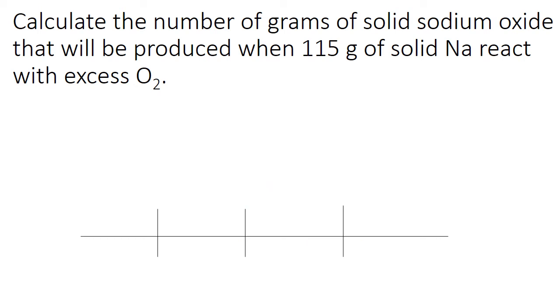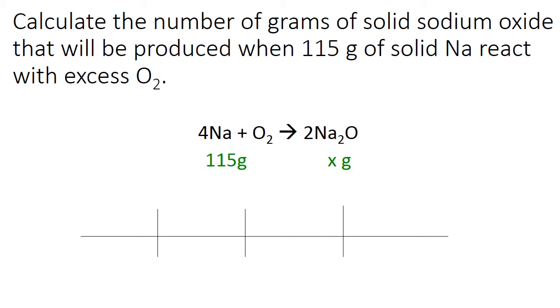Okay, so let's look at this example. We are asked to calculate the number of grams of solid sodium oxide that will be produced when 115 grams of solid sodium react with excess oxygen. So first step, write your balanced equation. So we have 4 moles of sodium reacting with 1 mole of oxygen to give us 2 moles of sodium oxide.